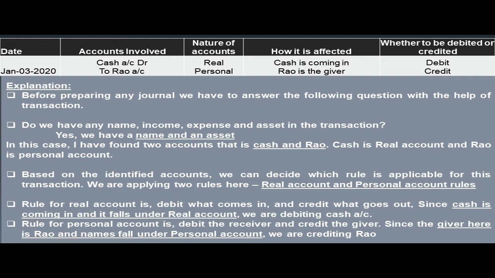The rule for real account is debit what comes in and credit what goes out. Since cash is coming into the business and it falls under real account, that is why we are debiting the cash account. And the rule for personal account is debit the receiver and credit the giver. Since the giver here is Rao and the names fall under personal account, we are crediting Rao account.